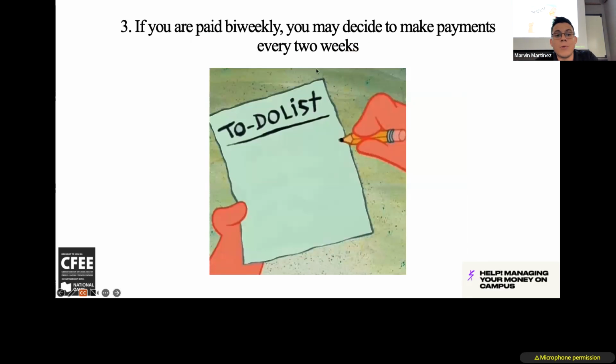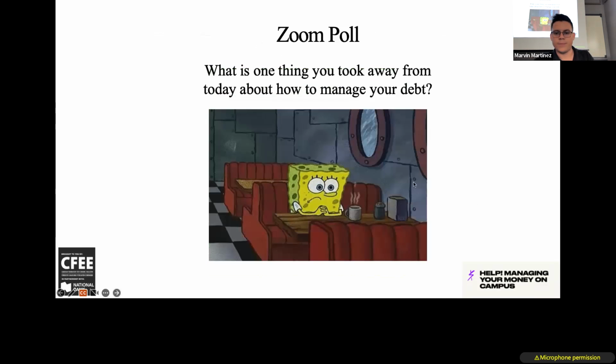So if you're paid weekly, you may decide to make payments every 2 weeks. Of course, this is a really good way because every single time you have the money, you have the wish maybe to spend it on something, go to the movies or do something different. But as soon as you have it, you should try to do the payment. This will really help you to have more discipline. Right? All right.